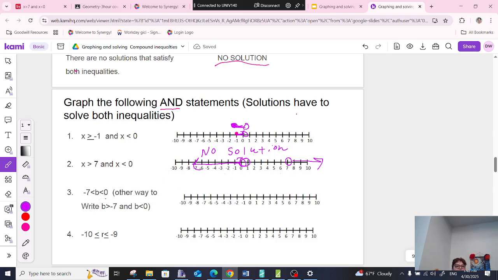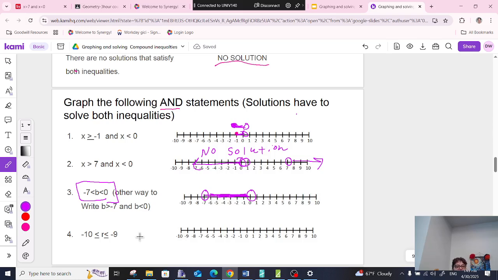So this one's written differently. This one is written as an and statement, and it means in between. When it's written like this, it means in between the two numbers. So at -7, that would be an open circle. At 0, this would be an open circle. This is saying b is greater than -7, right? But less than 0. Greater than and less than is the in between. Okay? He knew how to do these. He didn't understand those.